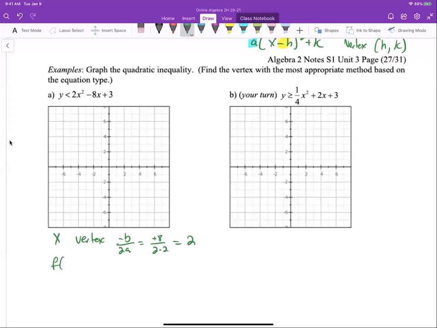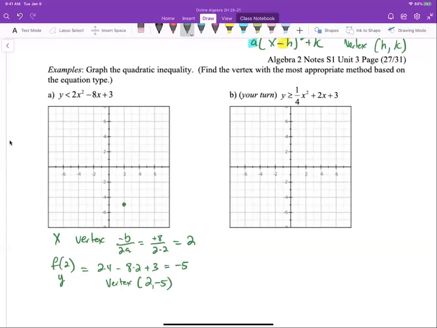Now, how do I find the y coordinate? This is just a fancy way of saying y. y is equal to what when x is 2? So I get 2 times 4 minus 8 times 2 plus 3, and I will find that value to be negative 5. So the vertex coordinates are 2, negative 5. So let's go and plot that. Vertex 2, negative 5 will give me this location right here. All right, so there's my vertex.